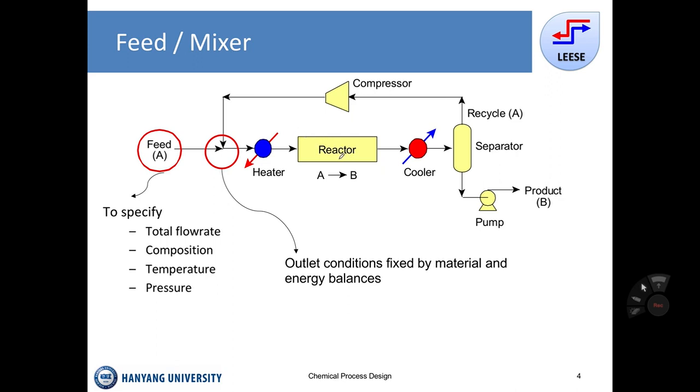So we are going to look at it one by one, segment by segment. So here we have the feed, then this is a mixing junction. In the feed, we have to specify, in other words, we have to give numbers. For example, flow rate, composition, temperature, and pressure. So typically for the purpose of process design, feed conditions are given, okay?